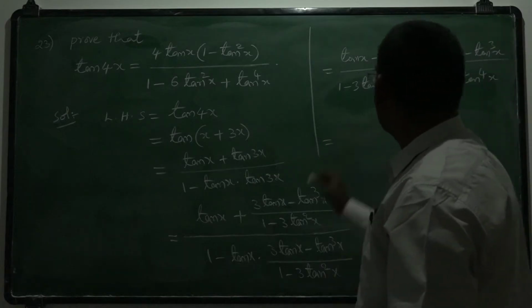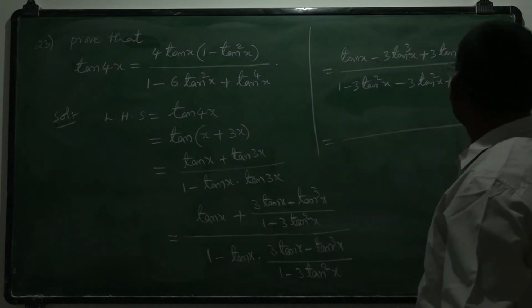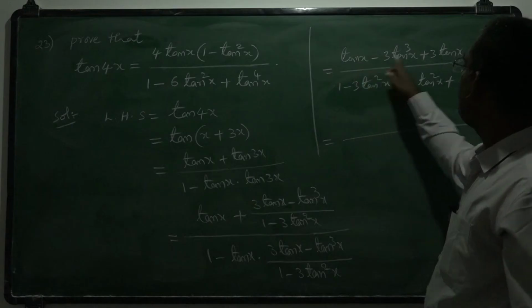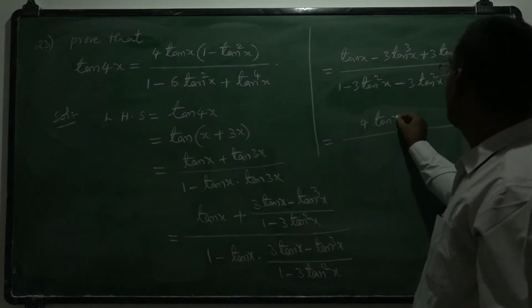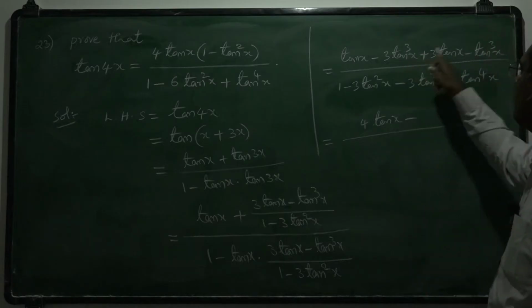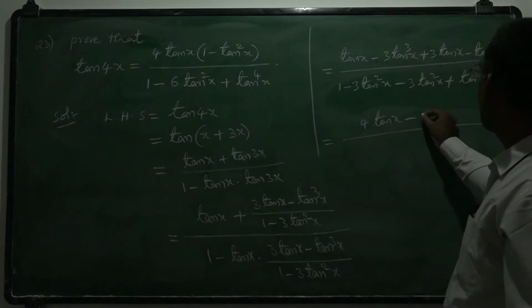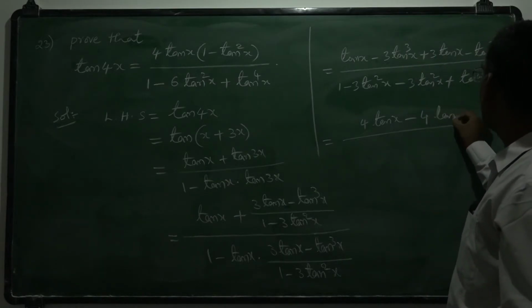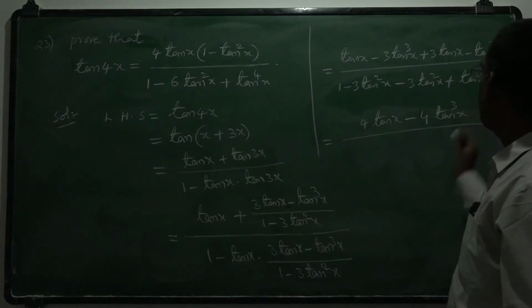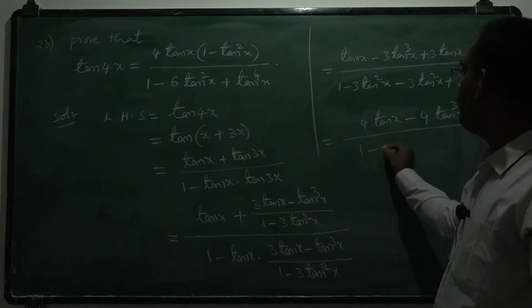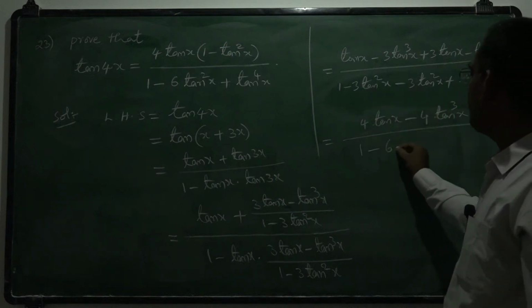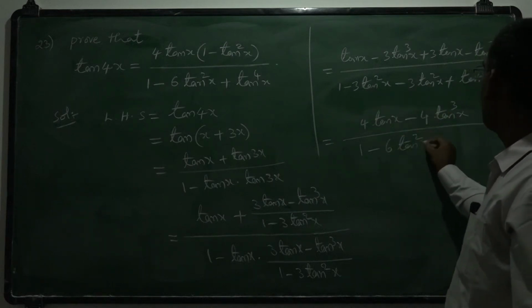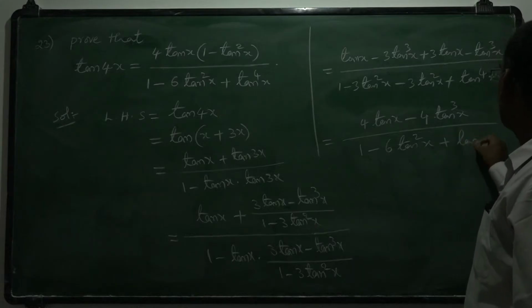So this is equal to tan x plus 3 tan x is 4 tan x, minus 3 tan cube x minus tan cube x, 4 tan cube x, divided by 1 minus 3 tan square x minus 3 tan square x is equal to minus 6 tan square x plus tan power 4x.